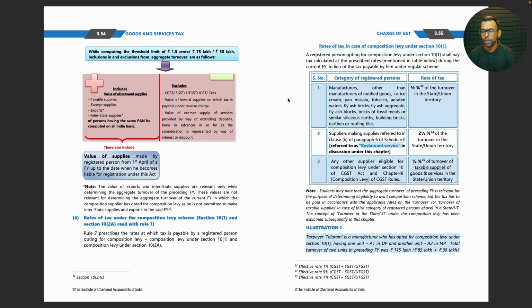Suppliers making supplies referred to in clause B of para 6 of schedule 2. This is basically restaurant service: 2.5% tax. Any other supplier eligible for composition levy under section 10 of the CGST Act and chapter 2 of the CGST rules: 0.5% of turnover of taxable supplies. So manufacturers other than manufacturers of notified goods, 1%; restaurant service, 5%; and any other supplier, 1%.